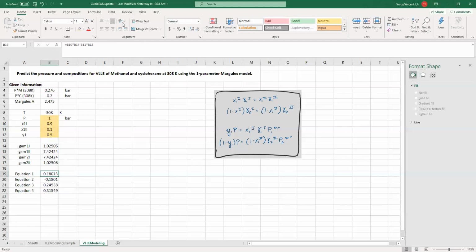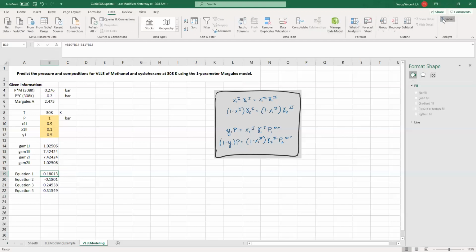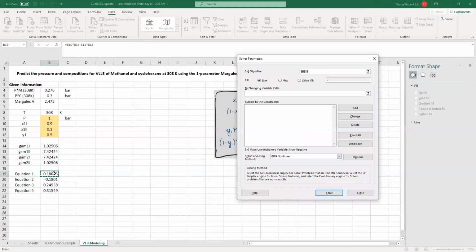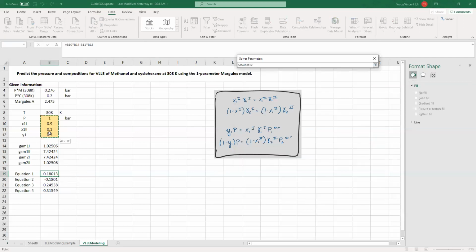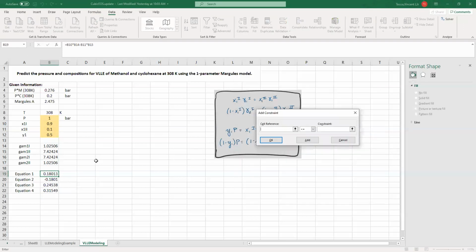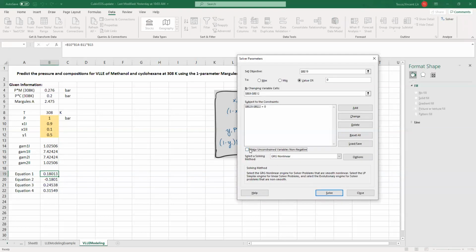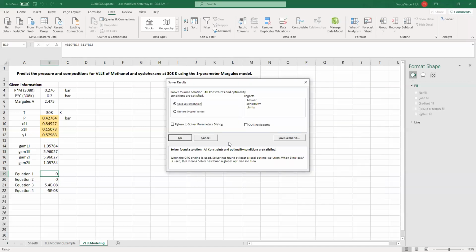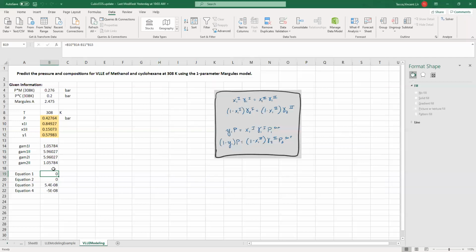All right, so let's go ahead and set up Solver. So hit up Data, Solver. I want to set my objective B19, that's my equation 1, to a value of 0 by changing these 4 variable cells, and subject to the constraints. I want to add the constraint that these 3 equations are all equal to 0 as well. And uncheck this box and let's see what happens. All right, it found an initial answer. Let's double check and see that it makes sense.